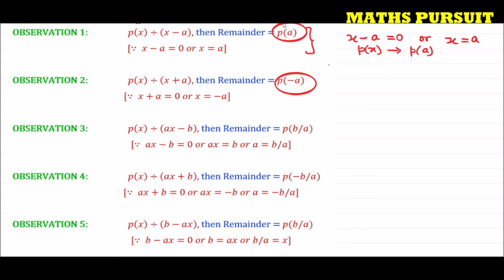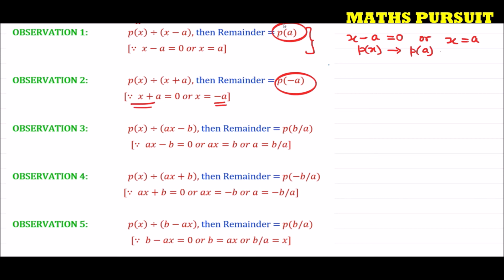How did we get this? When we divided P(x) by x plus a, here x plus a is equal to 0, the zero of the divisor. Here x plus a is equal to 0, or x is equal to minus a. Therefore the remainder is P(minus a).